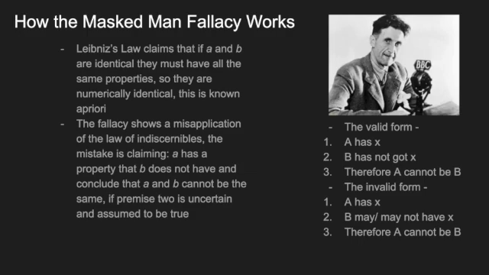First, we need to understand Leibniz's law. This is the idea that if A and B are identical, they must have all of the same properties. And this means they are numerically identical. This is different to qualitative identity that twins would share.